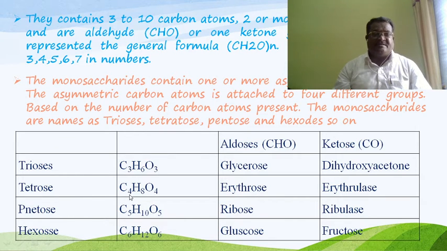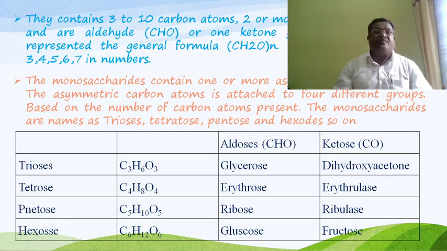Tetroses, that is containing 4 carbon atoms, that is erythrose. Pentose, that is 5 carbon atoms, that is called ribose. Hexoses, that is 6 carbon atoms, that is called glucose. And in the ketones, the trioses, an example is dihydroxyacetone. Tetroses are called erythrulose, then ribulose, and fructose.